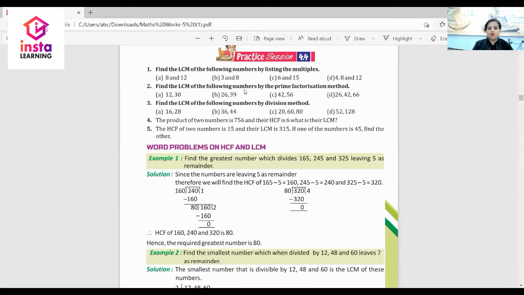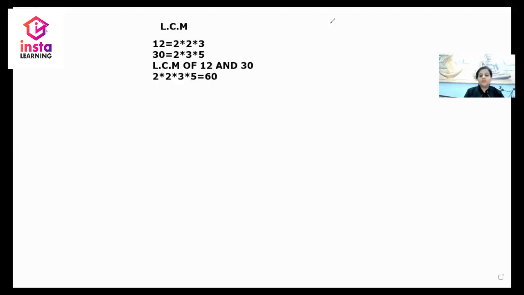Likewise, you are supposed to do all the sums. Now we will find the LCM of the following numbers by division method. Division method is the method in which we are going to write the sum together. So here I'm sharing 16 and 28. So when we do LCM of 16 and 28, we will write all together. And hence this is 8 at the place of 1s and 6 at the place of 1s. So we will write like this.